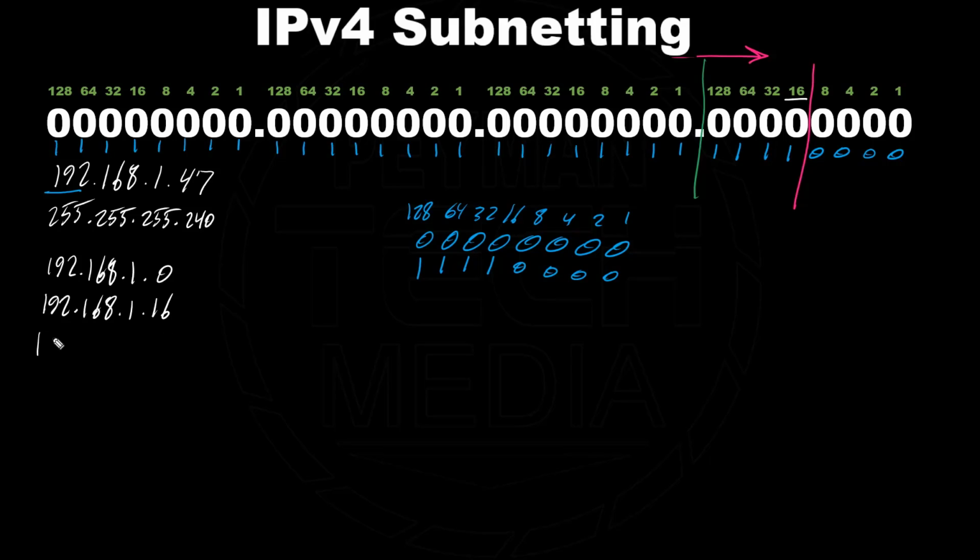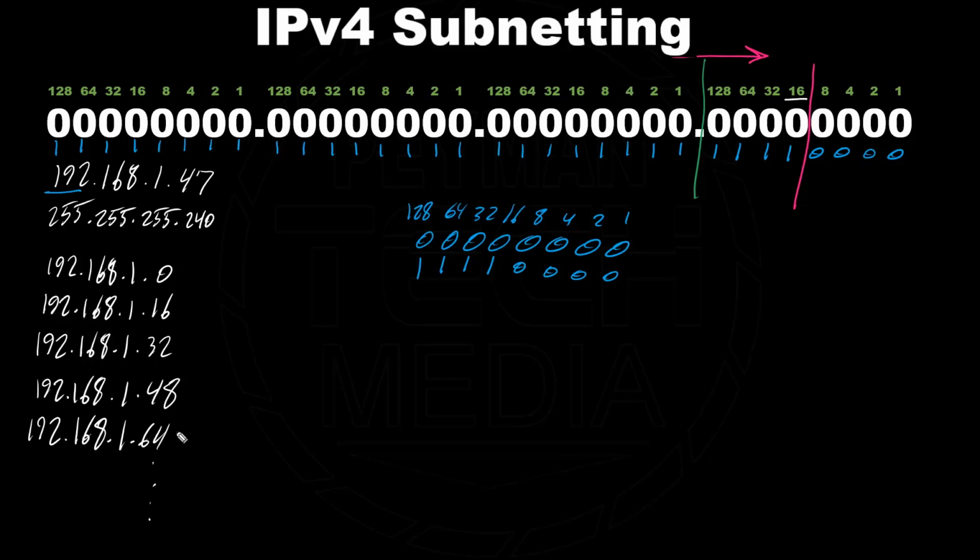192.168.1.16. Let's continue incrementing. 192.168.1.16 plus 16, 32. If we continue incrementing by 16, the next one would be 192.168.1.48. If we continue incrementing, 192.168.1.64. Do we need to continue incrementing? We don't, because 47 is already less than 64. We don't need to continue, but if we want, we just simply continue incrementing by 16 here for the next subnets.